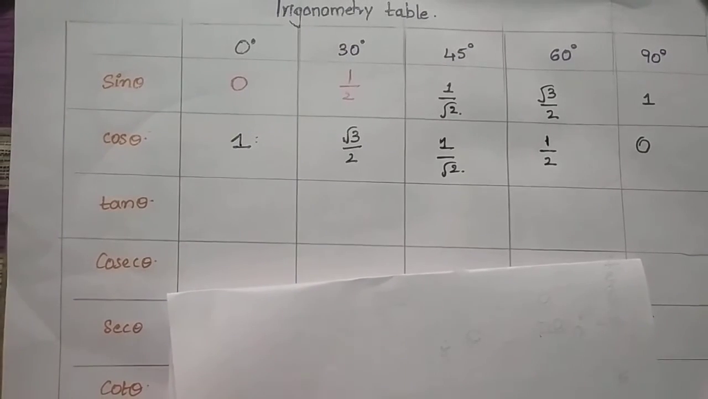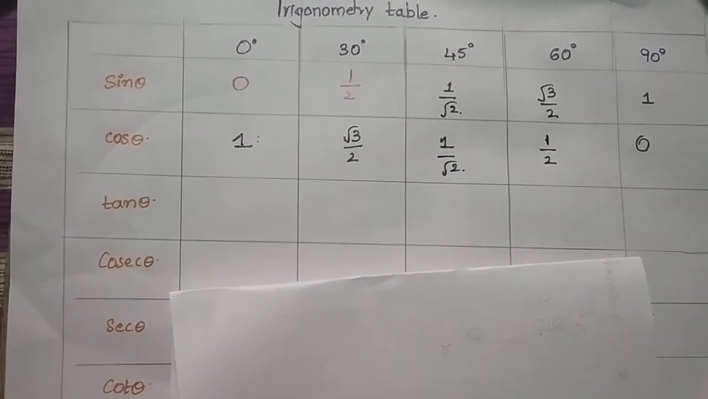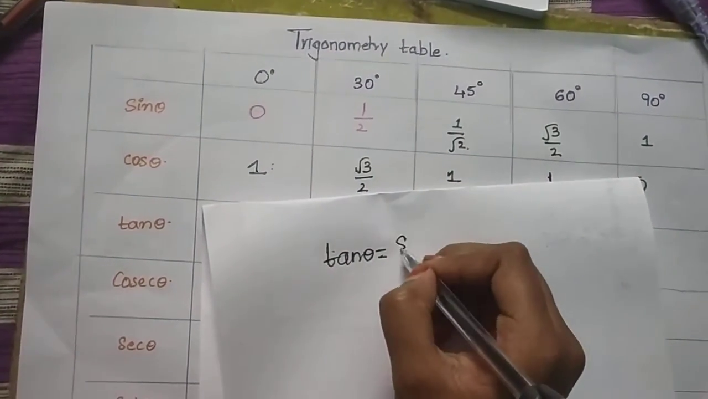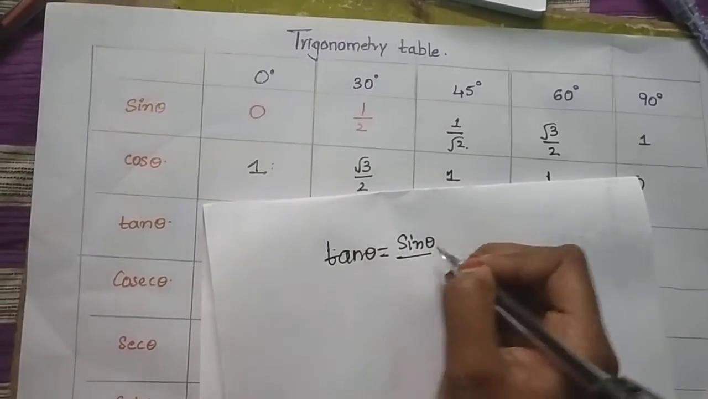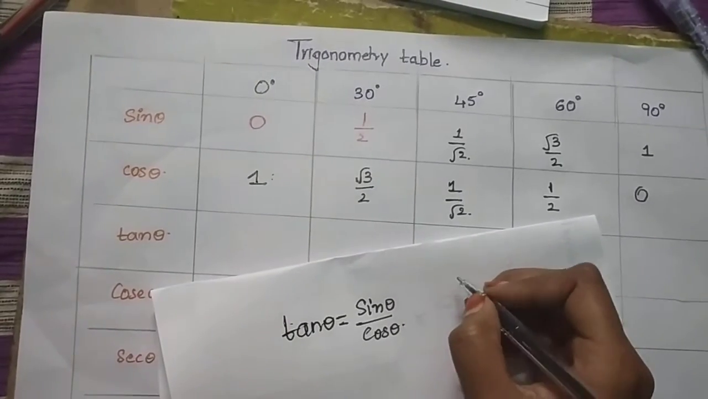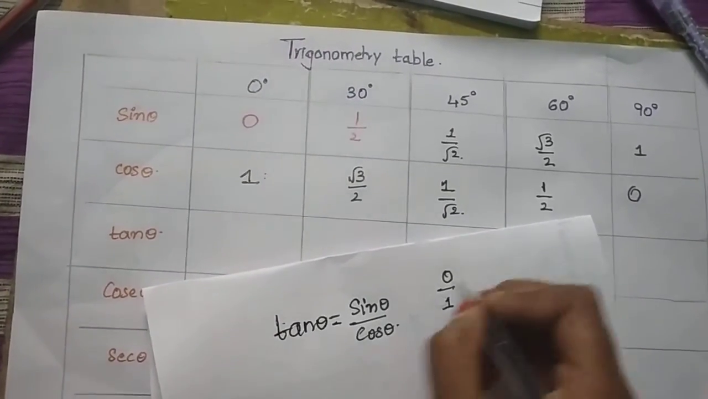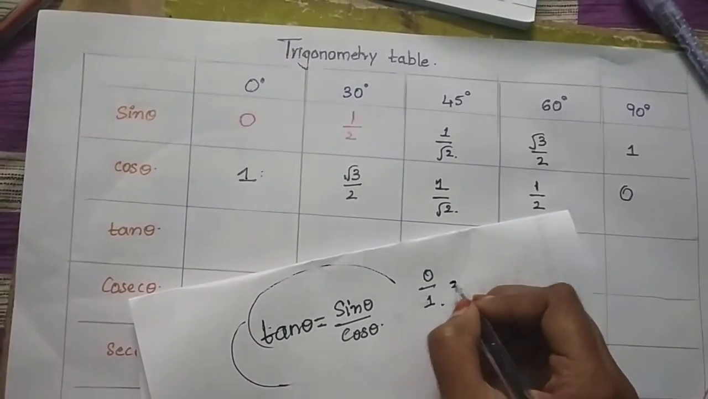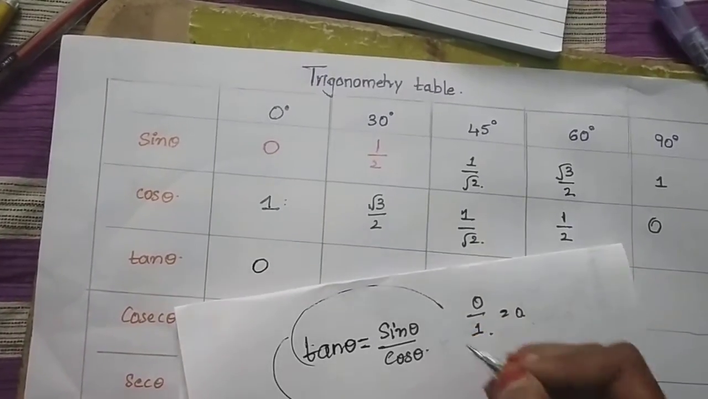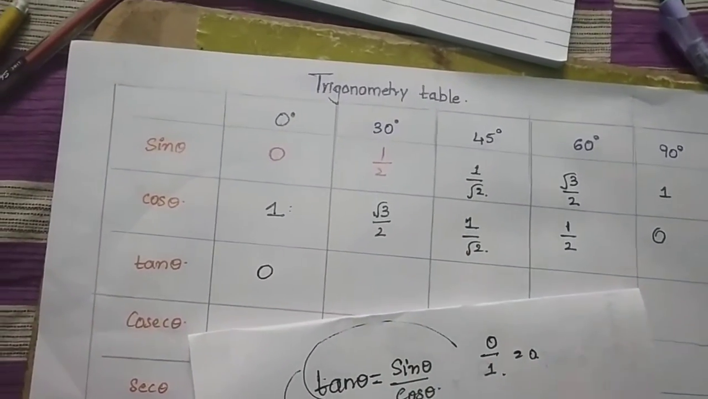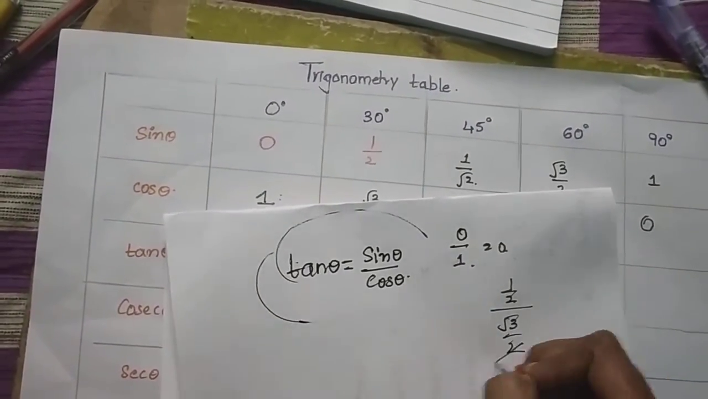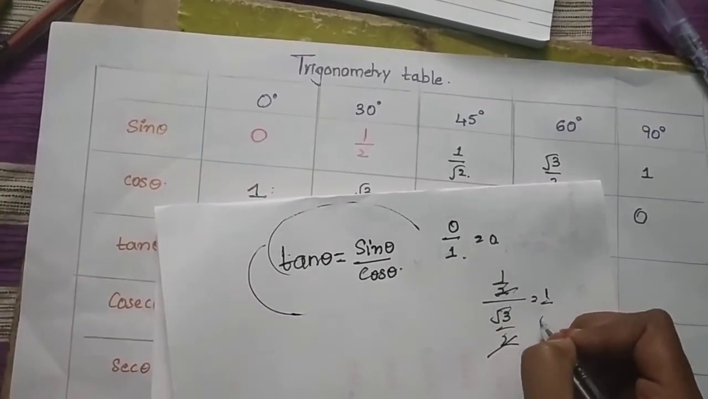It's easy to get tan theta value if you know the formula of tan theta, and the formula of tan theta is equal to sin theta by cos theta. So sin 0 degrees by cos 0 degrees is 0 by 1. Here we are applying the tan theta formula. So 0 by 1 is 0. So the value of tan 0 degrees is also 0. And next, sin 30 degrees by cos 30 degrees, which is 1 by 2 by root 3 by 2. Here 2 and 2 get cancelled, and it will be equal to 1 by root 3.